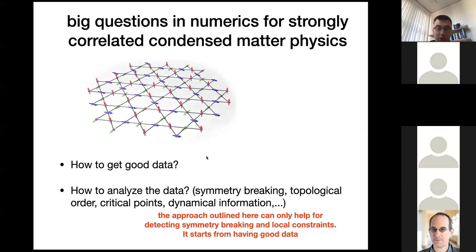And so the approach I'm going to outline today addresses the second big question. This is how to analyze the data. It does not answer how to get the data. It assumes that you have good data that are representative of the system you want to study. So it can in particular address questions of symmetry breaking, and it can address questions of local constraints, but it cannot address Wilson loops. It cannot address topological order. This is still open.